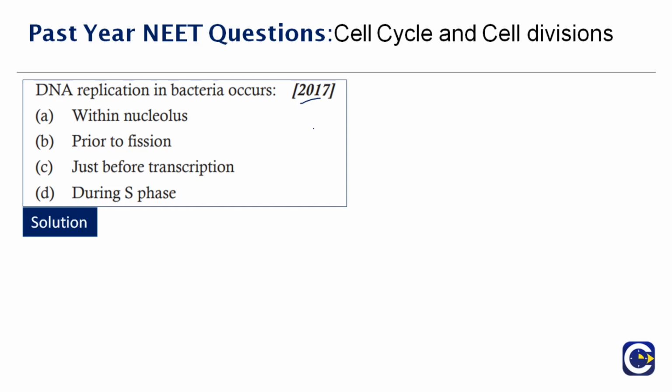Now before we go directly into the answer, what is DNA replication first of all? We're talking about the bacteria here. So in bacteria, the initiation of replication occurs at the origin of replication. We all know that origin of replication. So what happens here? The supercoiled DNA will unwind itself with the help of the enzyme called DNA gyrase.